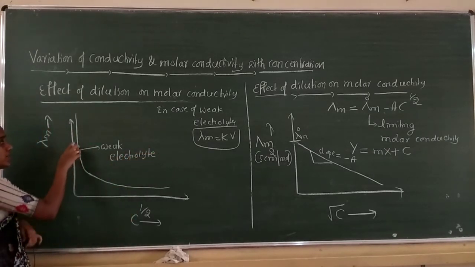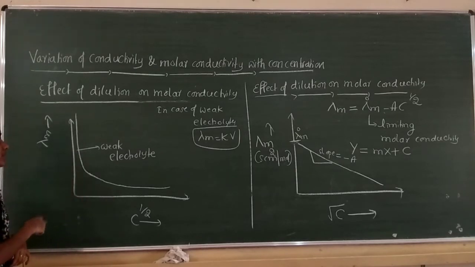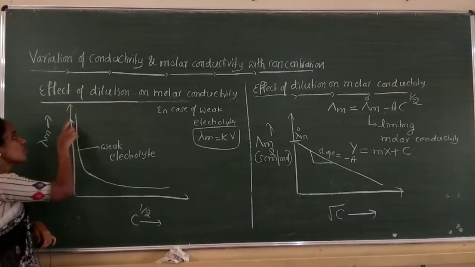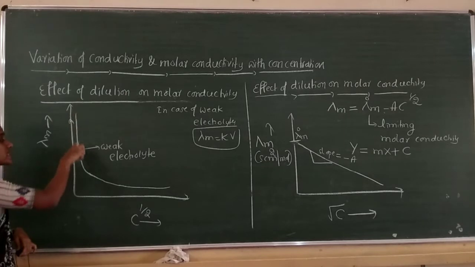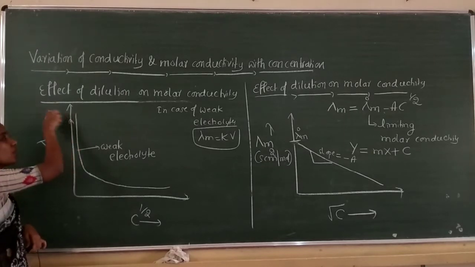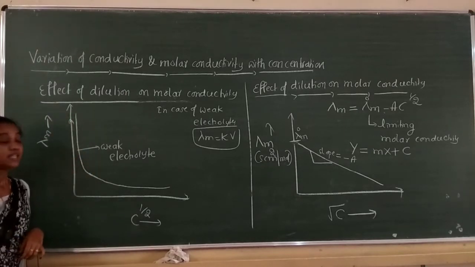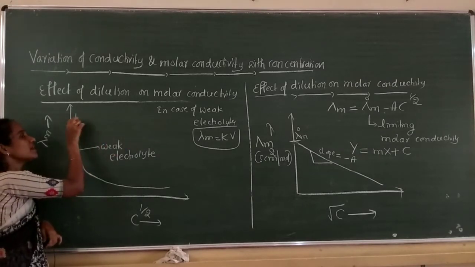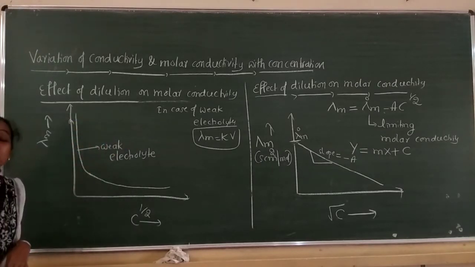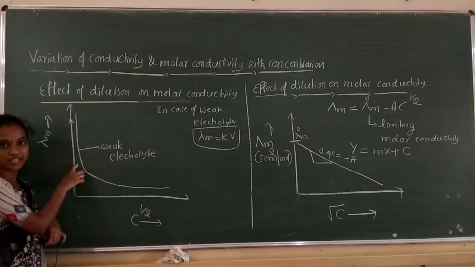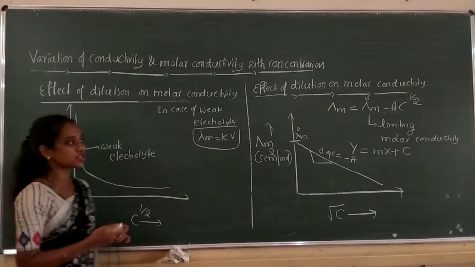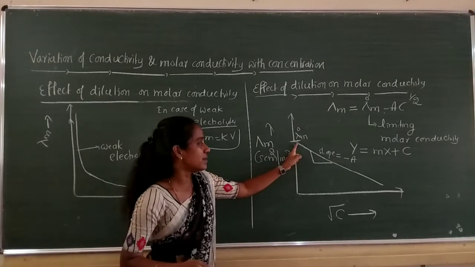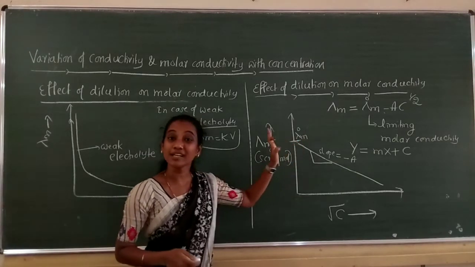Now if you look at this graph, you won't get the y-intercept because we cannot extrapolate this curve to the y-axis. In case of weak electrolytes, the limiting molar conductivity cannot be obtained graphically. Whereas in case of strong electrolytes, what is limiting molar conductivity?